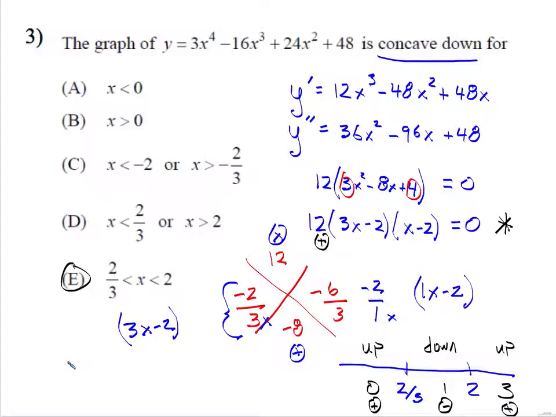Between 2/3 and 2. Wait, what was it asking for? Concave down, yeah. So it's E. Oh, you already circled. Yep. I was like, why are you waiting? So up, down, up. All right. Pausing here. I see pencils writing. All right, Rosalie's still writing. You can go.